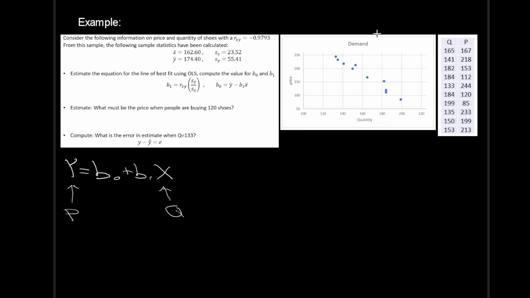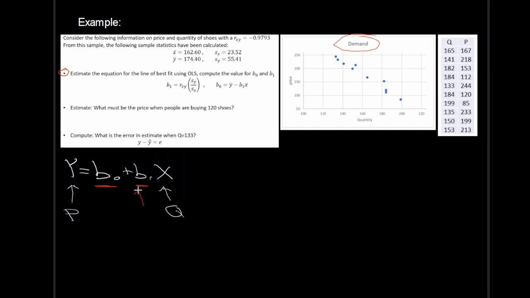And based off of that, we are trying to estimate what our demand curve is. That's really what we're doing if we're trying to put some context to this scenario. So, okay, first question then, what is the estimation of our line of best fit? So we want to figure out what is our value of B0, what is our value of B1. Okay, we've just gone through how to do that.